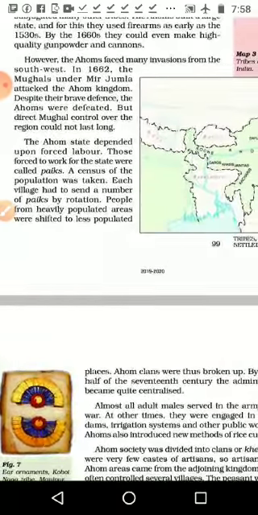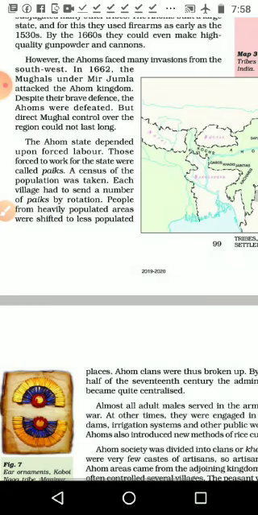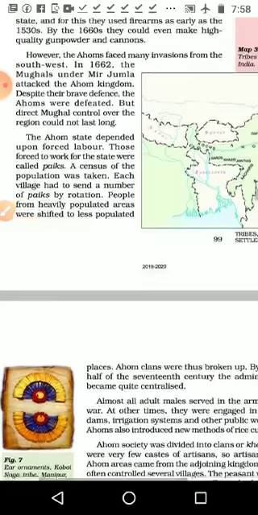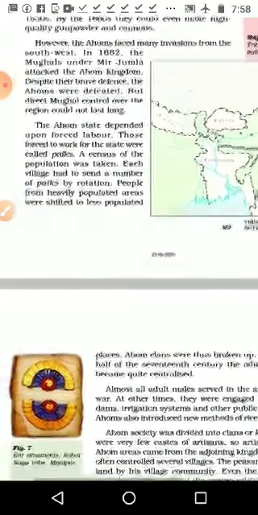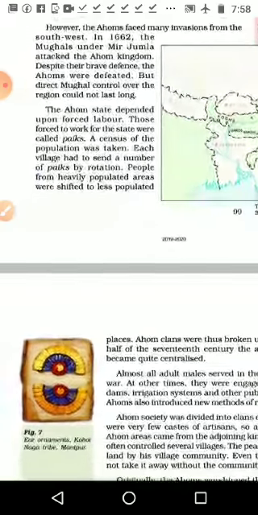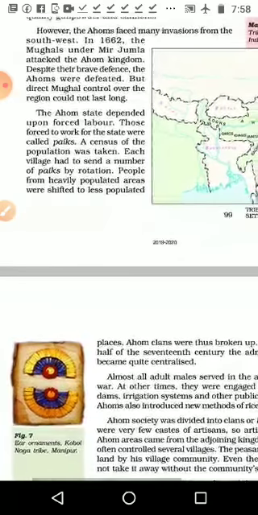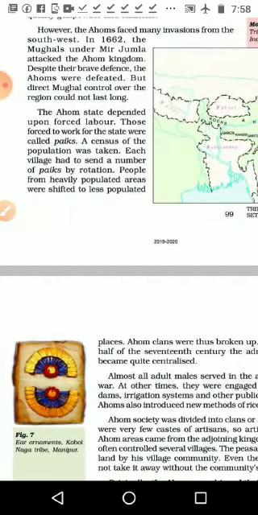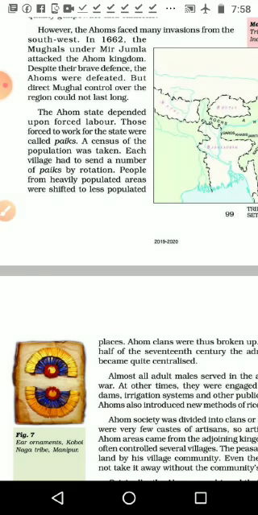The Mughal kings attacked the Ahams in which year? 1662, under the leadership of Mir Jumla. Please underline. Then, despite their brave defense, the Ahams were defeated. But direct Mughal control over the region could not last long. Even though the Mughal kings became successful in the war, it was not possible to control them for a long time.